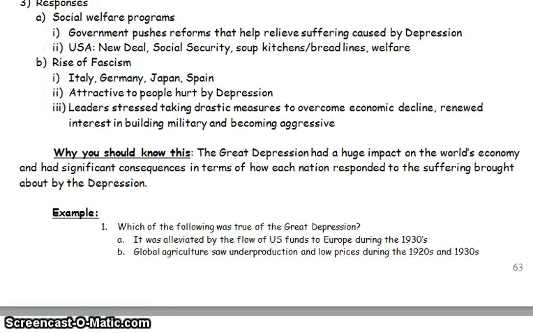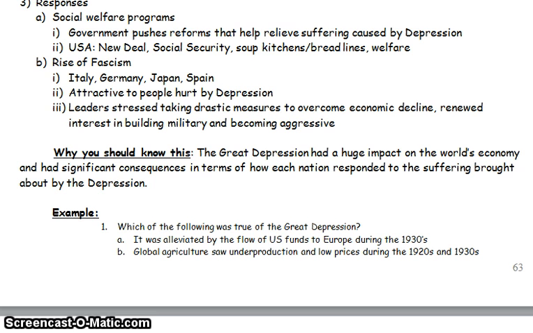So why do you need to know it? The Great Depression has a huge impact on the world's economy. It has significant consequences in how each nation responds to the suffering brought about by the Depression. Here in America, we're like relief, reform, recovery with the New Deal. In Germany, Hitler says, yeah, we're going to do relief, reform, recovery, but we're going to do it by killing people, and we're going to take their stuff. So every country has a different form of how they approach things.